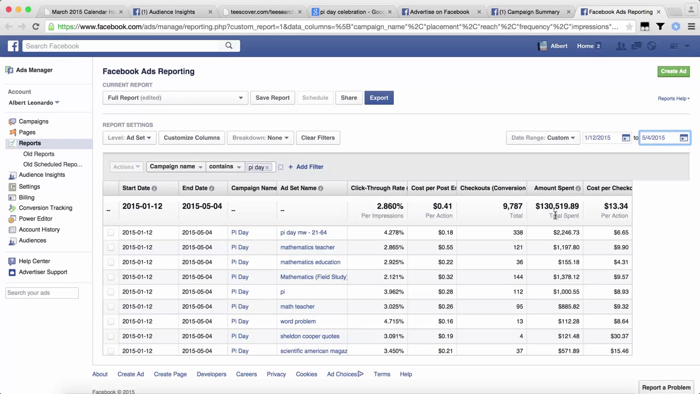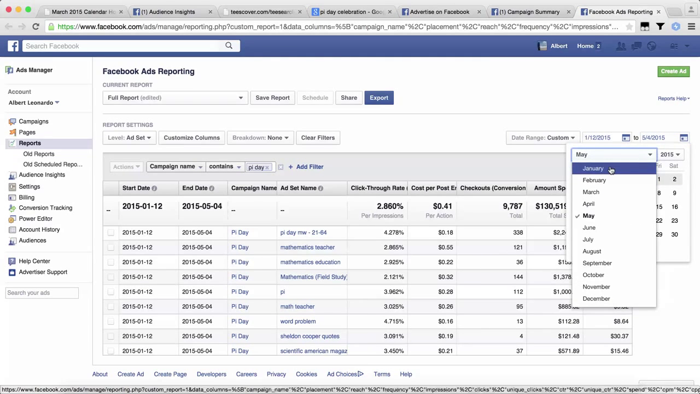So let's take a look at the Facebook ads report. This is the report for my Pi Day campaign. Let's look at the early days of my campaign.